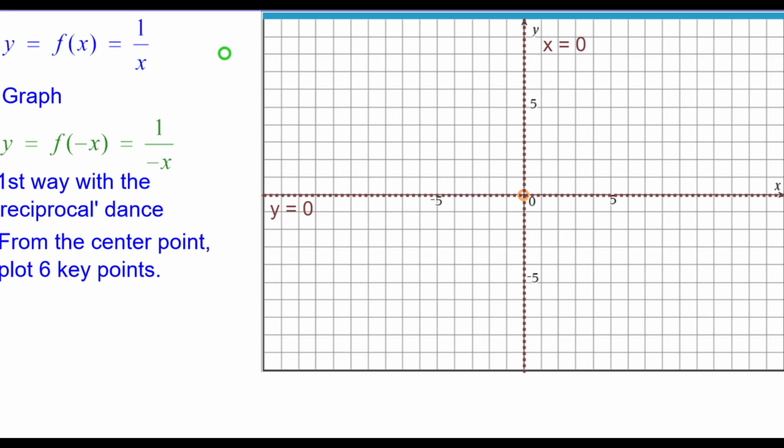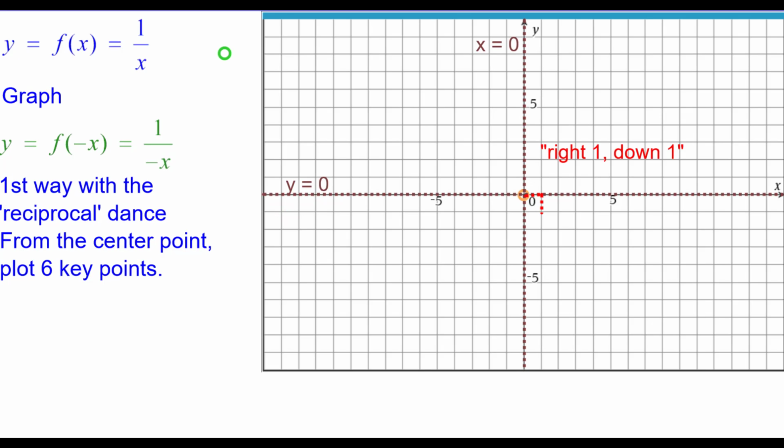Those are our asymptotes or boundary lines. From this center point, we're going to plot 6 key points. Normally we go right 1, up 1, but because of the opposite of that 1, we're going to have to go down 1. Normally we would go right 2 and up a half, but because of the negative sign, we're going down a half. And right a half up 2 normally, but right half down 2 because of that opposite sign.